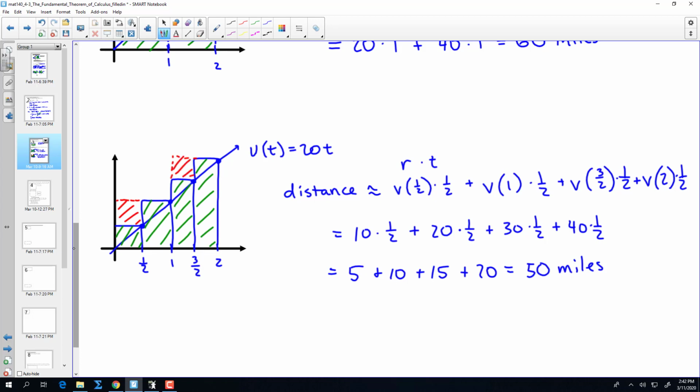And if we continue to increase the number of rectangles, I think you can see where this is going. We're going to get a better and better estimate until we get to the point where we have enough rectangles where we can actually take a limit and we can get the actual distance that the car traveled. Okay, that I want you to understand. Let's move on to another question.